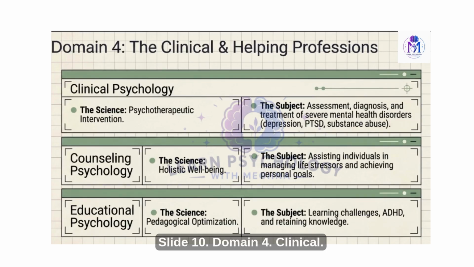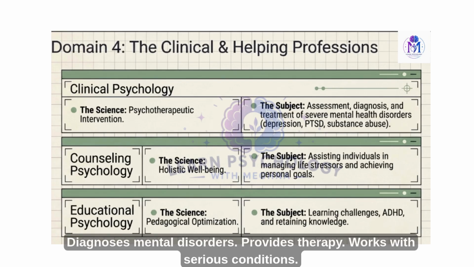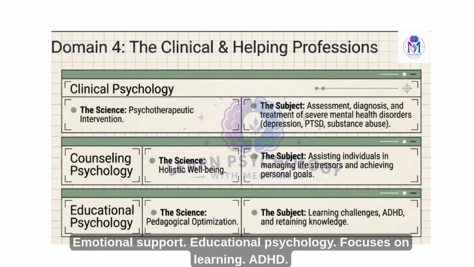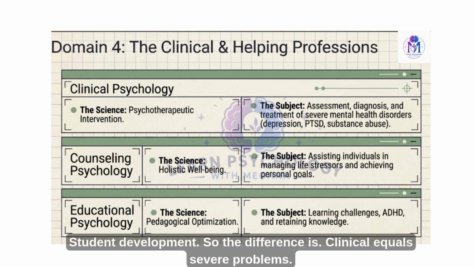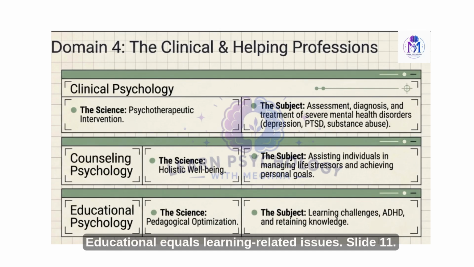Slide 10. Domain 4: Clinical and helping professions. This is one of the most important domains. Clinical psychology diagnoses mental disorders, provides therapy, and works with serious conditions. Counseling psychology helps with life stress, career issues, emotional support. Educational psychology focuses on learning, ADHD, student development. So the difference is, clinical equals severe problems. Counseling equals everyday issues. Educational equals learning-related issues.